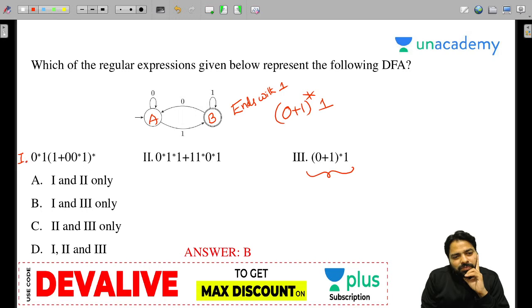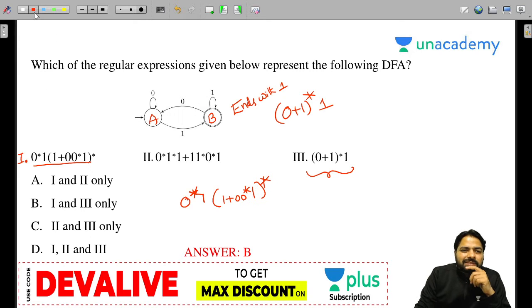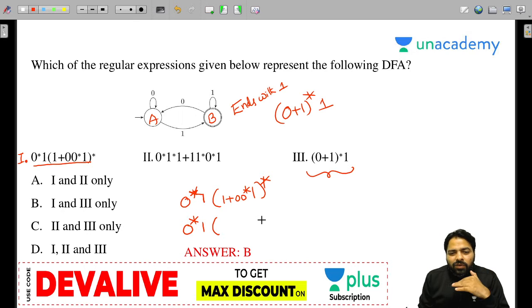This is the first point, guys. Yeah, try ends with 1. Let's take this one. Statement 1: 0 star 1, 1 plus 0 0 star 1 whole star. Does it end with 1? Just try, guys. Take the 1 on the right side common.